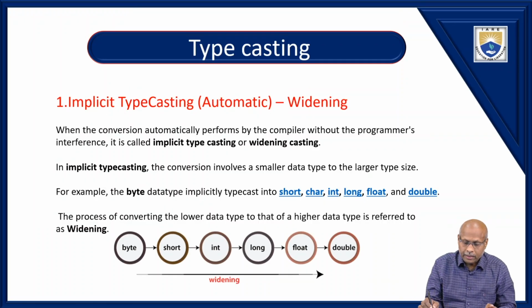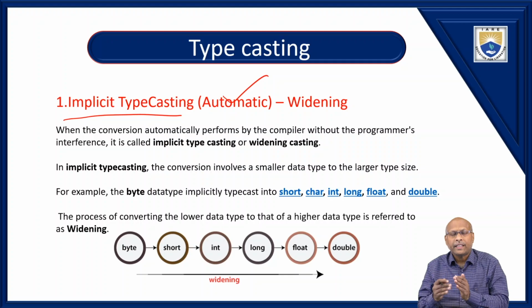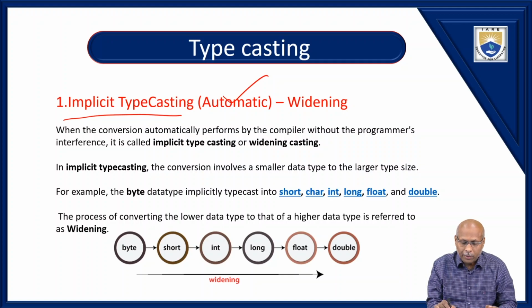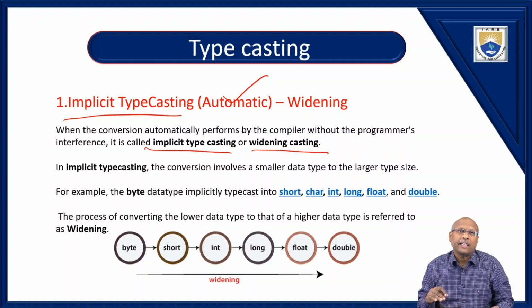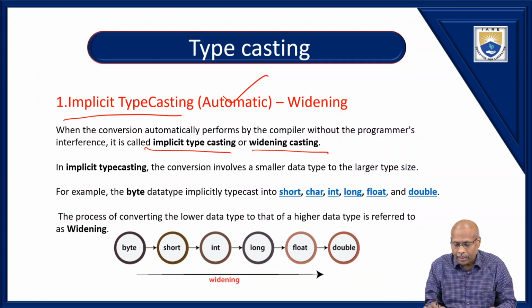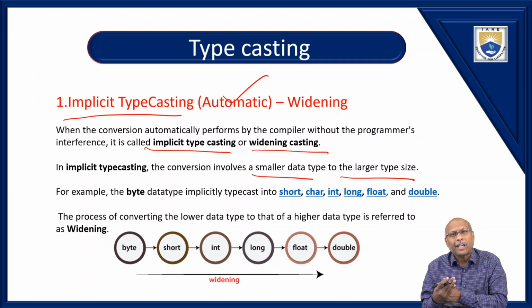First we will see what is implicit typecasting. Implicit typecasting is the one which will be done automatically by the system itself depending upon the type of data. Whenever conversion is performed automatically by the compiler without the programmer's interference, it is called implicit typecasting or widening typecasting. That means the programmer need not write explicit syntax while converting from lower data type to higher data type. In implicit typecasting, conversion involves smaller data type to larger type. So lower category data to higher category data you can convert automatically.